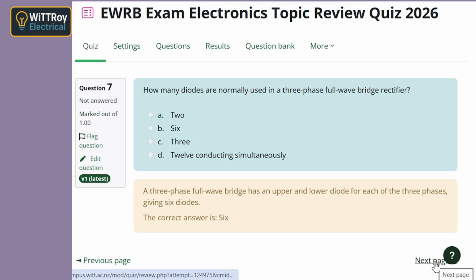Question 7. How many diodes are normally used in a three-phase full-wave bridge rectifier? I selected 6. Good, no problem with that one. A three-phase full-wave bridge has an upper and lower diode for each of the three phases, giving 6 diodes. Yes, 3 phases with an upper and lower diode for each phase gives 6.